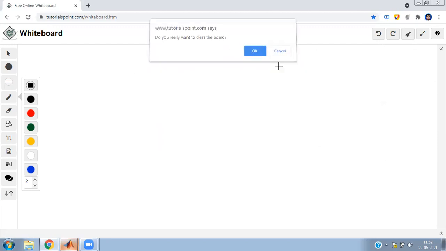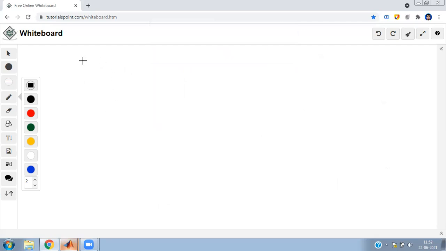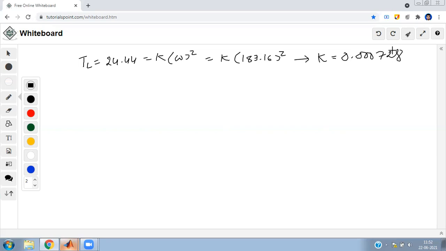So what is the situation over here now? The maximum possible load torque is 24.44, which is equal to k into omega square. Let's try to find k. Omega is 183.16, squared. So from that, if we calculate k, it comes out to be 0.000728 for my case, the model which I have selected. Right? So with this value of k, I would like to simulate my model.